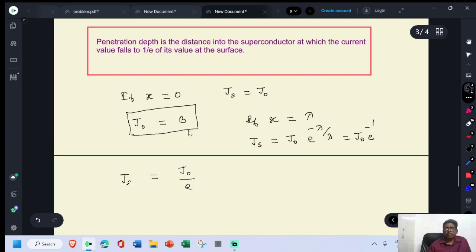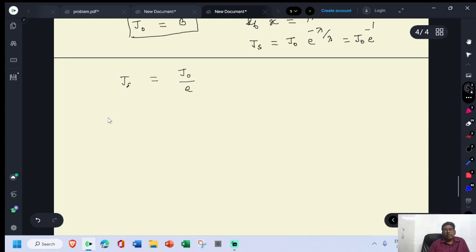Therefore, the London equation points out two things. One is E equal to 0. We know that the current density J equal to sigma into E. Here E equal to J divided by sigma. Here sigma is conductivity. In the case of a superconductor, this value is infinity. Then J by infinity equal to 0. This is the first conclusion arrived from our London equation. The value of E equal to 0.